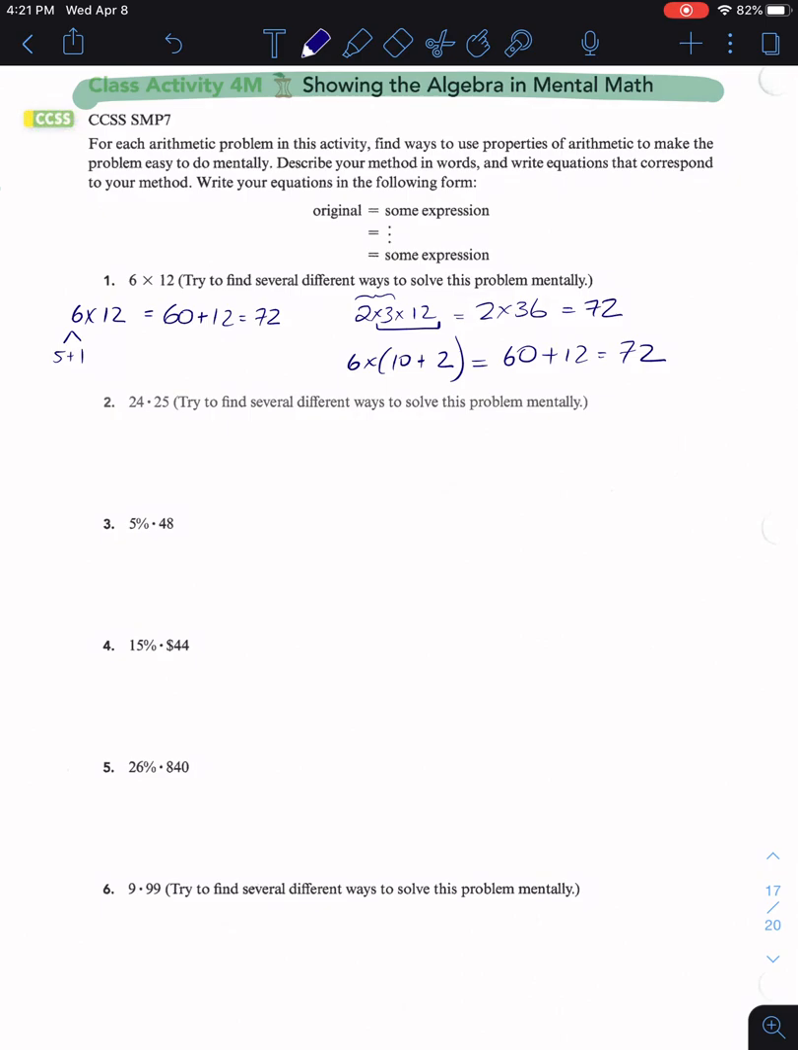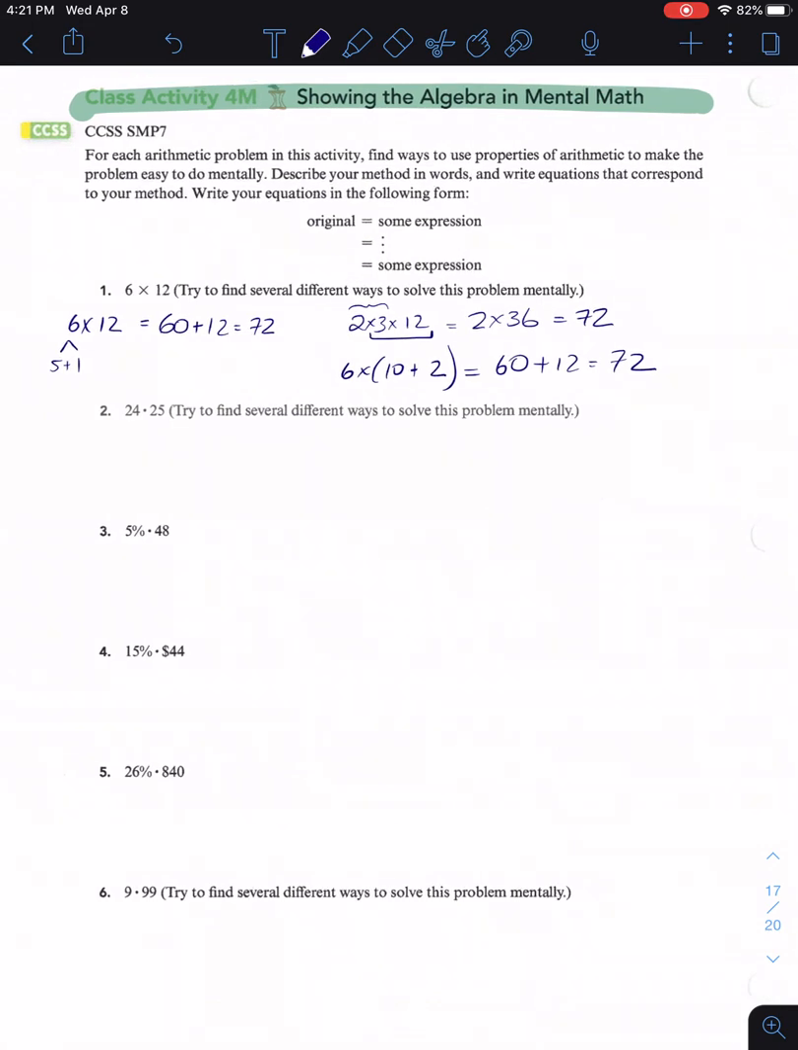So how about 24 times 25? So we have 24 times 25. Well, that's 24 groups of 25. What's 25 groups of 25? Right? That's 25 groups of 25 minus 1 group of 25. So 625 minus 25, that's 600.